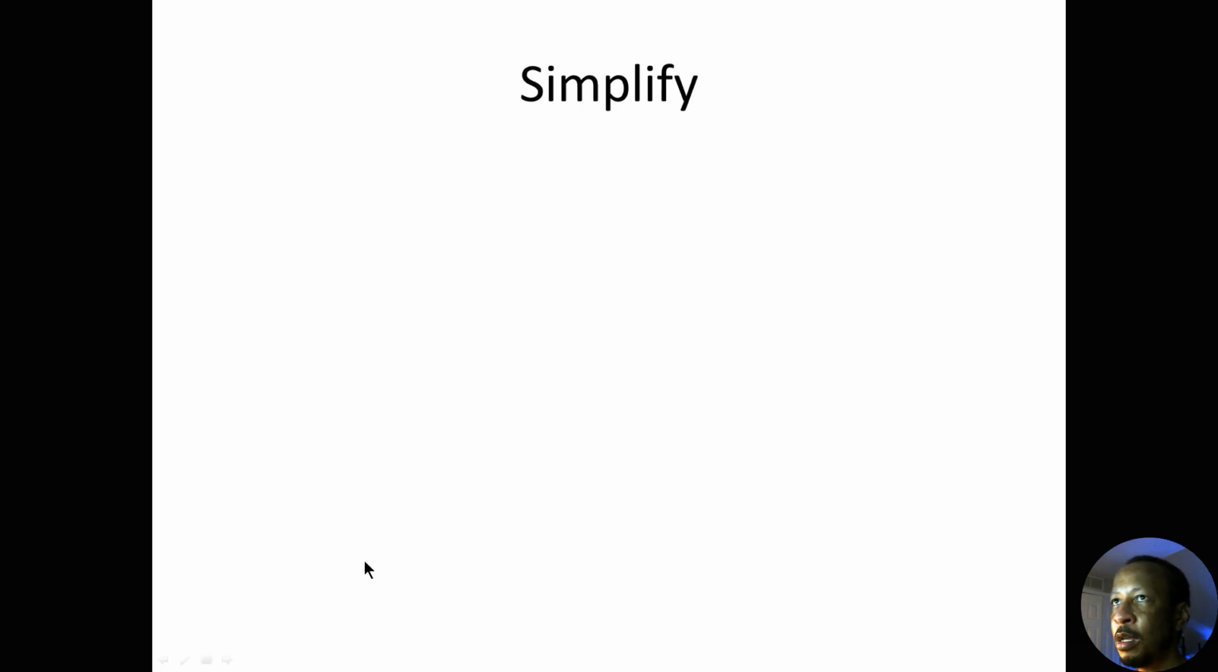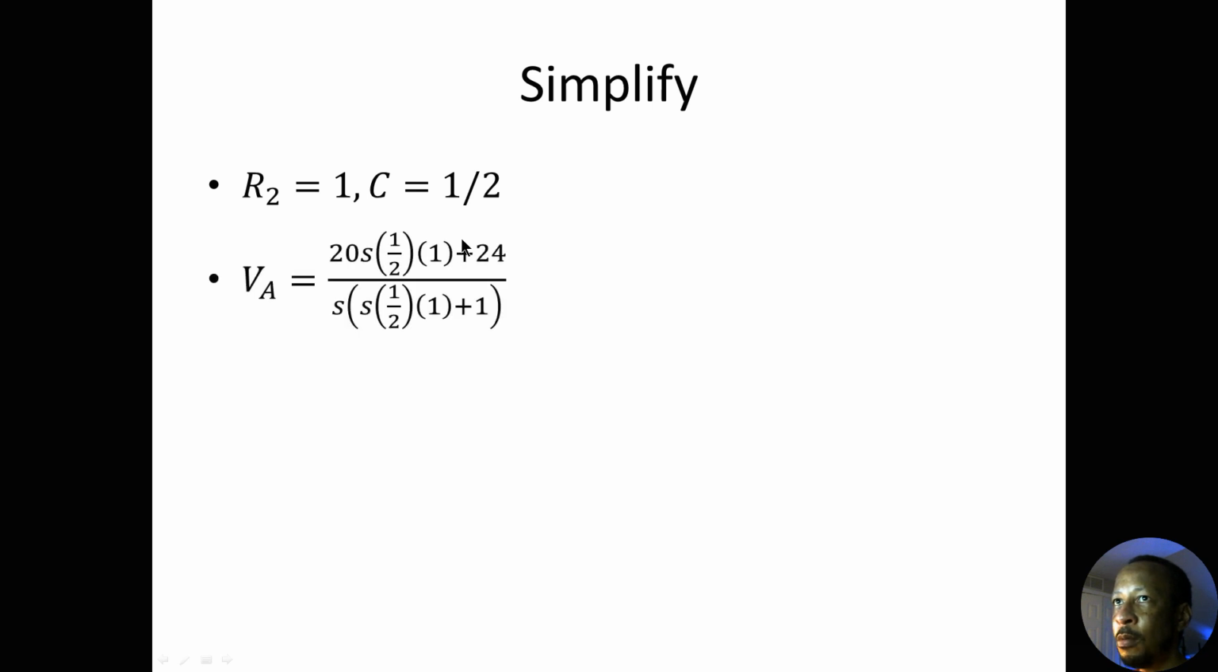That gives you VA. I go ahead and further simplify by putting in values for R2 and also for C. C is half of a farad, which is 0.5 farads. So VA now becomes this, and I just continue to simplify by putting in these numbers. People refer to this as plugging in numbers. That just doesn't sound completely correct to me. I don't plug in numbers.